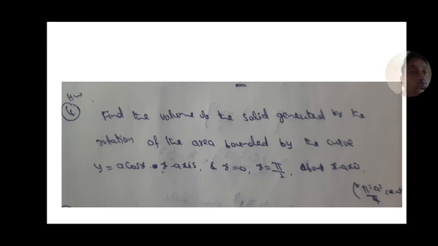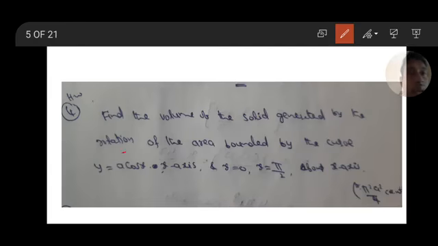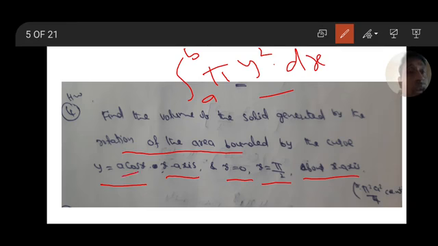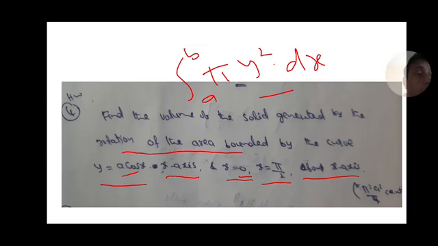Find the volume of the solid generated by the rotation of the area bounded by the curve y equal to a cos x, the x-axis, x equal to 0, x equal to pi by 2, about the x-axis. Again revolution about the x-axis means the integral from a to b of pi y square dx. This is the formula. You have to write the y value, with a equal to 0 and b equal to pi by 2. The answer will be pi square a square by 4 cubic units.